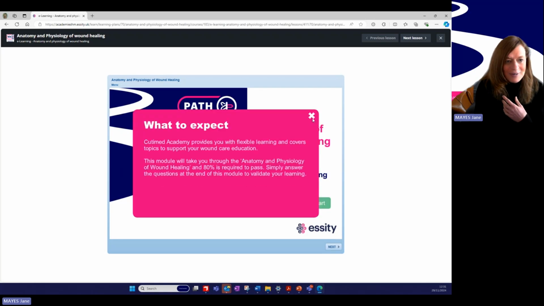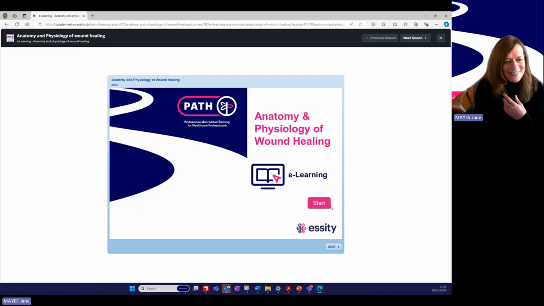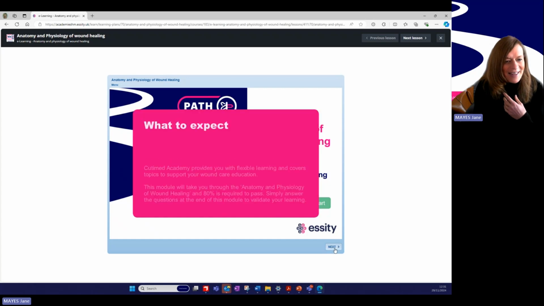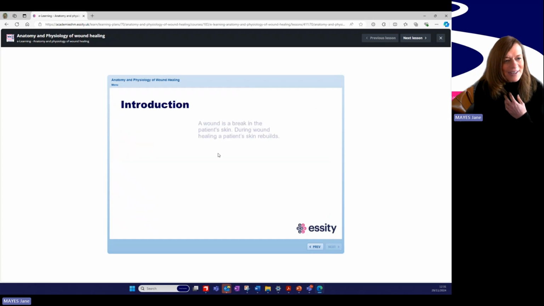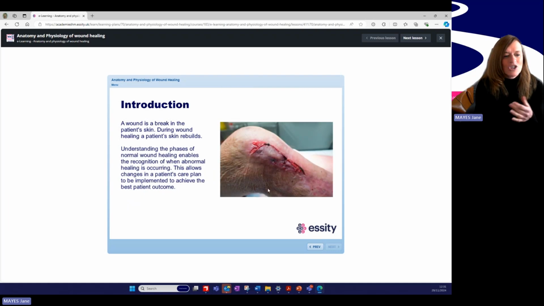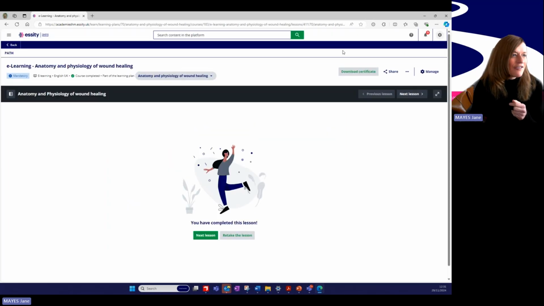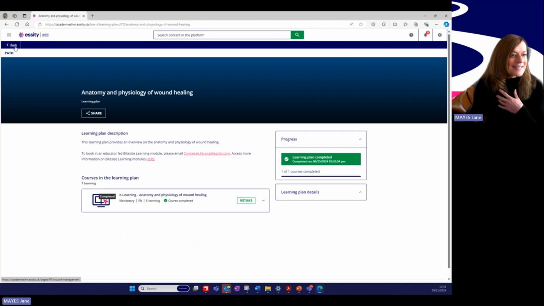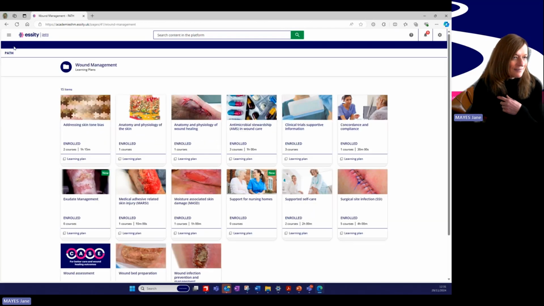It tells you that you're going to do a little test at the end. That's what that pop-up tells you. And then obviously we can move into the content. It'll just give you a little introduction. And the great thing about e-learning is you can just do it at your own pace. And you then get a certificate at the end of that. So that's a nice module for me to signpost you to, anatomy and physiology of wound healing.